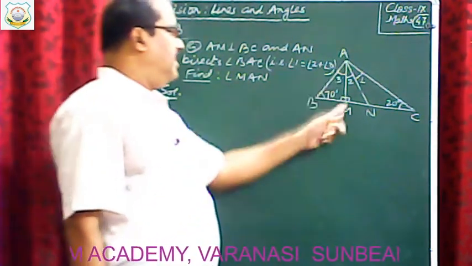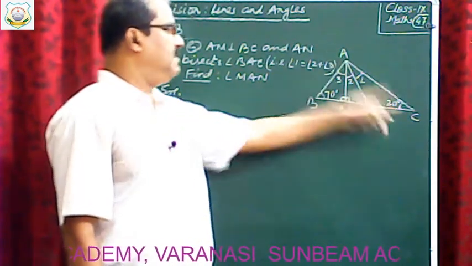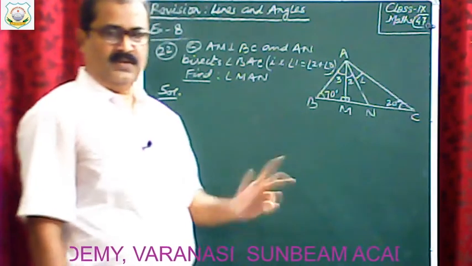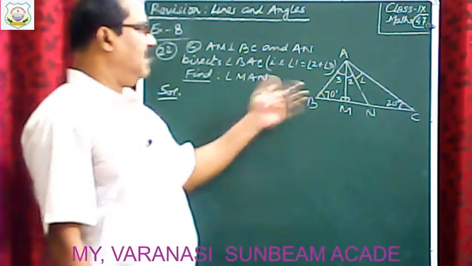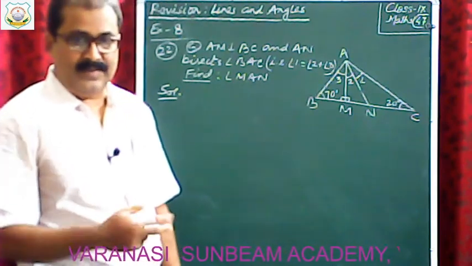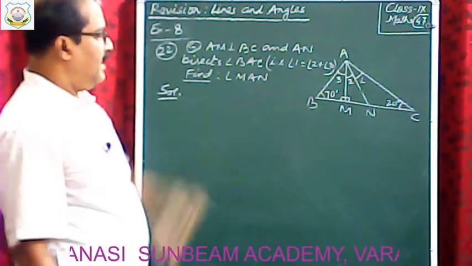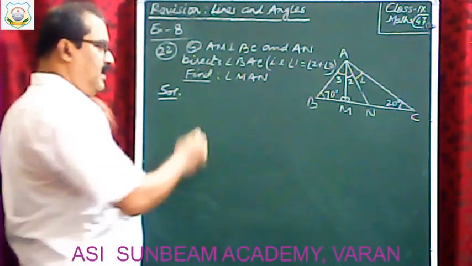So AM is perpendicular to BC. We get two right triangles, ABM and CAM. Taking one by one. You know that in a right triangle, one angle is 90, then the sum of the remaining two angles must be equal to 90. So taking right triangle ABM.